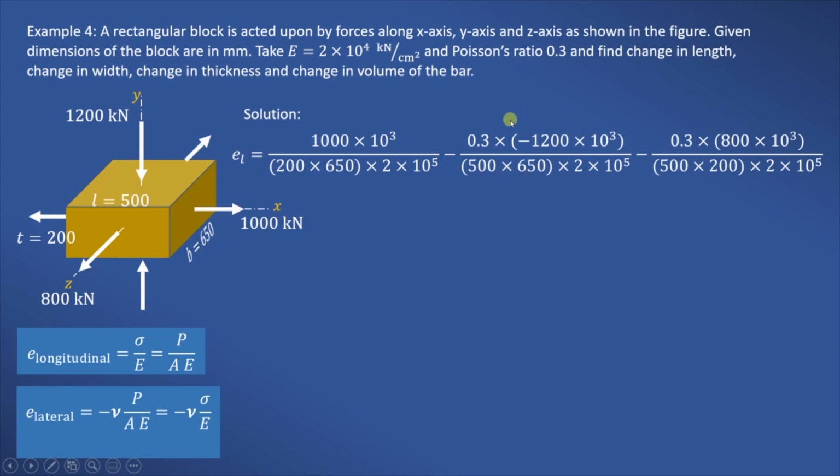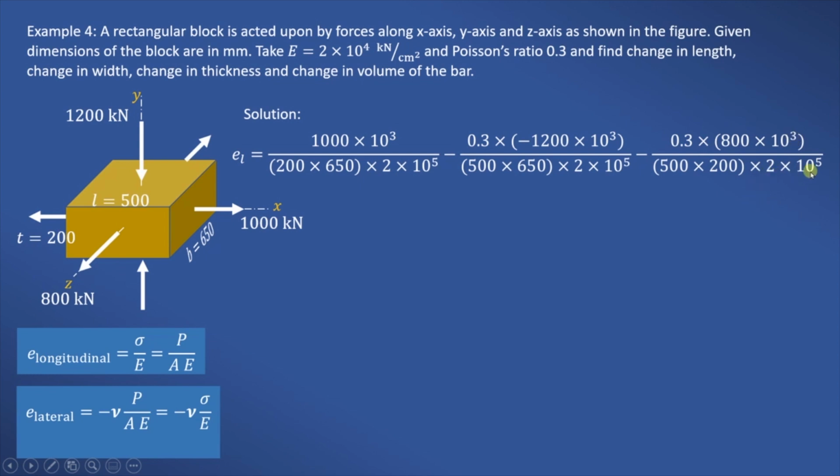So this is lateral strain due to the 1200 kilonewton load. Strain in length is lateral strain, and also due to the 800 kilonewton load, strain in length is lateral strain, because with reference to this 800 kilonewton load, length is a lateral dimension. So here again it is mu times P upon AE, but now the load we have considered is 800 kilonewton, it is tensile, that's positive. So in Newton, 800 into 10 raised to 3.